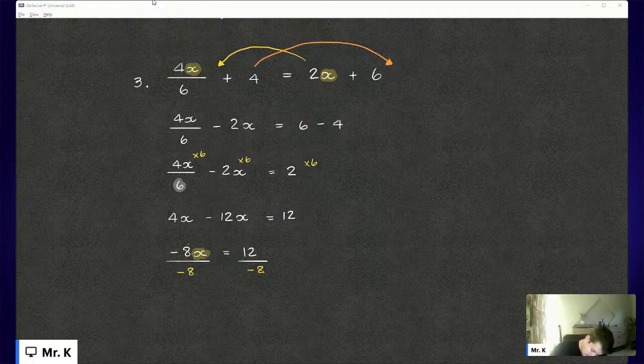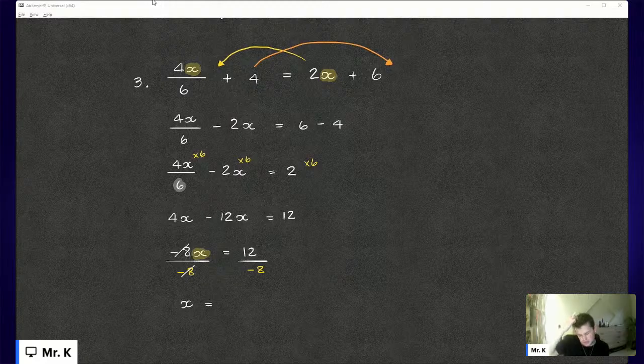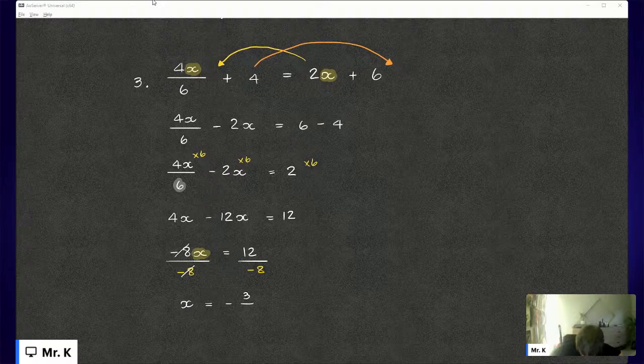On the left-hand side, the negative 8s are going to cancel, leaving us with just x. And 12 over negative 8 is something you can put into your calculator. You will see that it's going to be an answer of negative 3 halves, or negative 3 over 2. Okay? Just because you get an answer that is a fraction or because it is negative does not mean it is wrong.